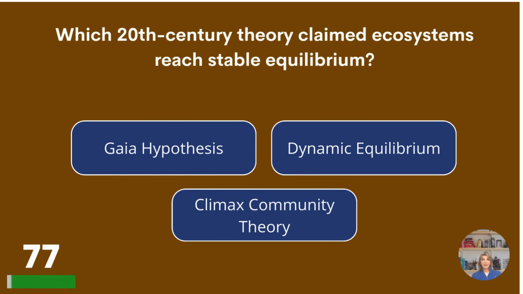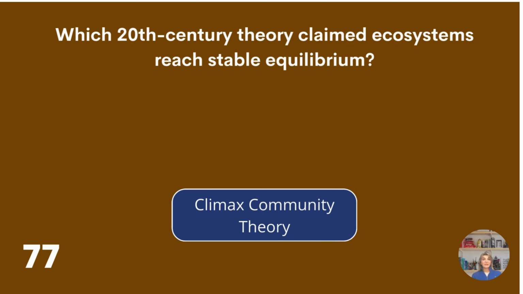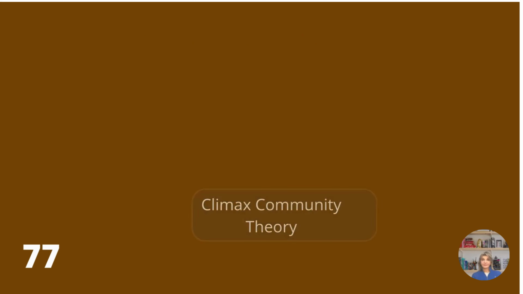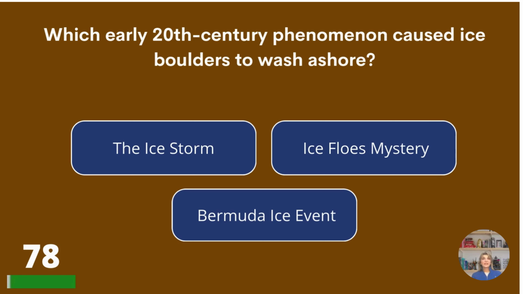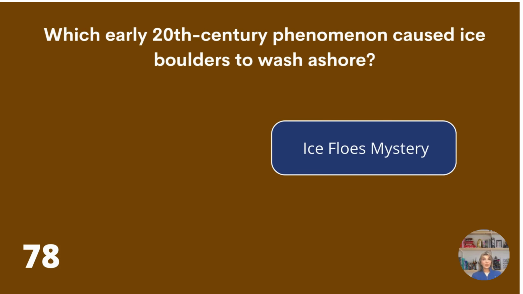Which 20th century theory claimed ecosystems reach stable equilibrium? Gaia hypothesis, dynamic equilibrium, or climax community theory? Climax community theory. Which early 20th century phenomenon caused ice boulders to wash ashore? The ice storm, ice flows mystery, or Bermuda ice event? Ice flows mystery.